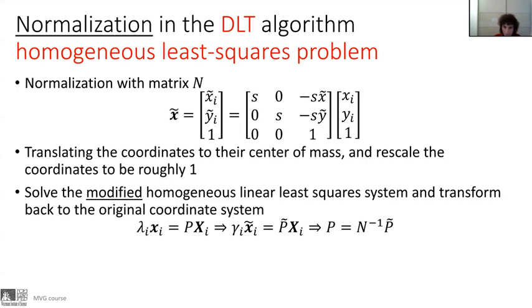Any question before I'm moving on? How do you choose the S again? For example, you can choose S in the sense that if you take the center of mass, then you choose S such that the standard deviation of the points would be 1 in direction X and direction Y, for example. Thank you.